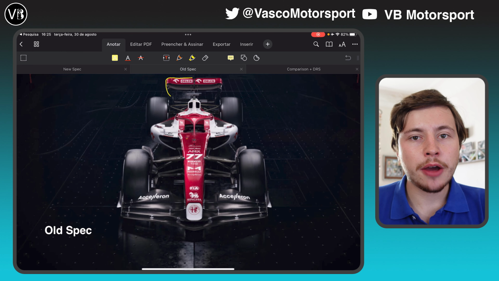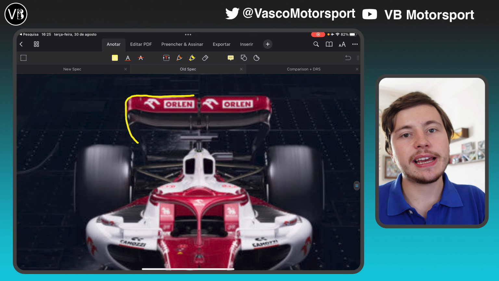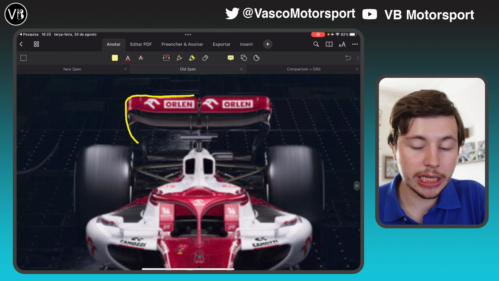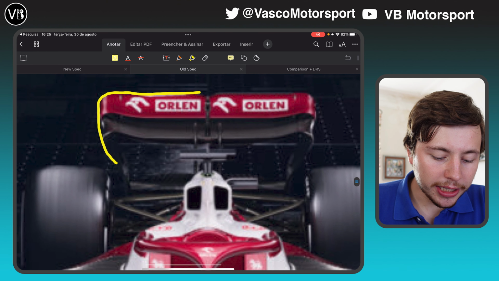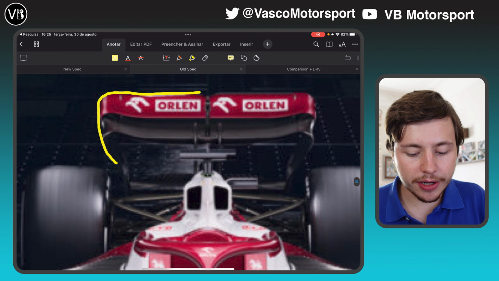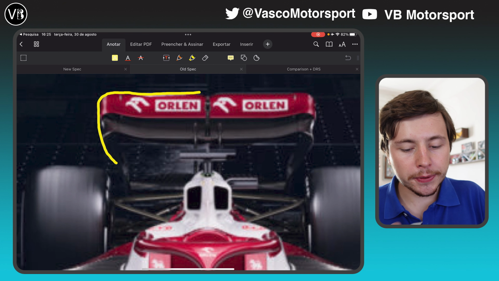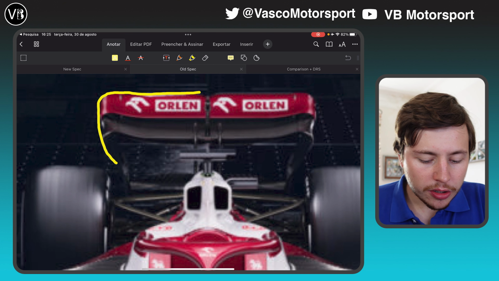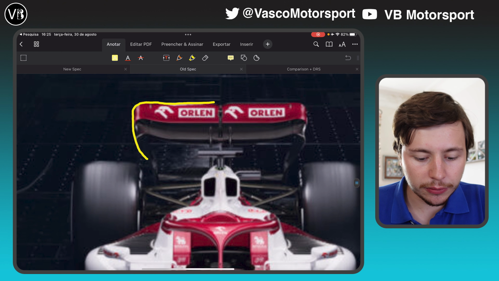Okay, so on my screen right now you can see the launch spec Alfa Romeo car. I've picked this car because they have used a lot of different rear wing designs over the season and it's a perfect example to compare them. So here is basically the launch spec version, which is a pretty much medium rear wing design. So what do you use at circuits such as Barcelona? A wing that doesn't have a lot of drag but can still produce a fair level of downforce.